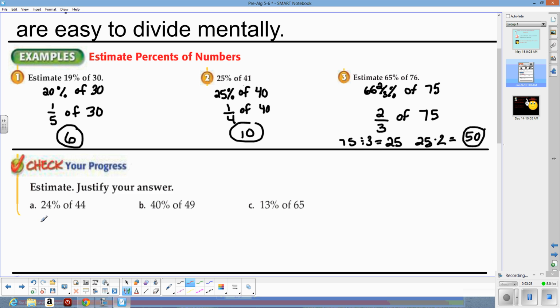24%, I'm going to change to 25%. 25% is 1/4. 1/4 of 44 is actually easy to do, so I'm going to go ahead and leave the 44 as it is. 1/4 of 44 means to take 44 and divide it by 4. 44 divided by 4 is 11.